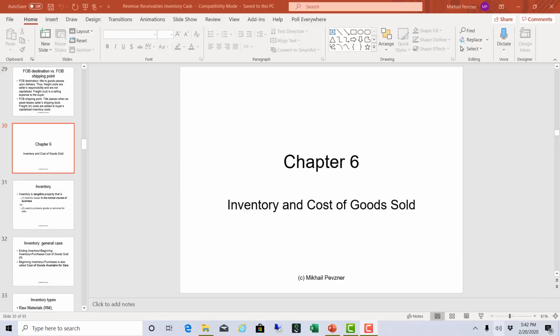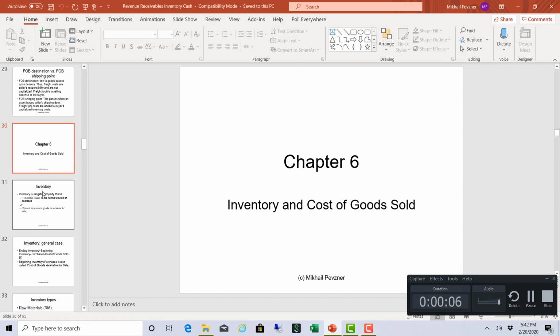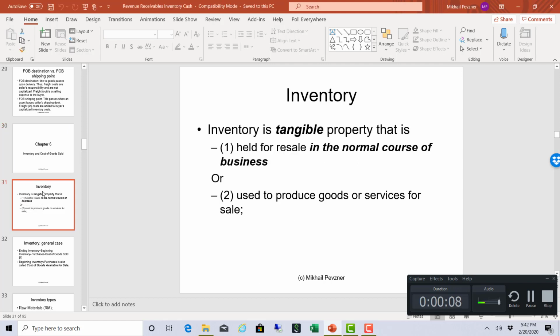And I would like to talk about Chapter 6, Inventory and Cost of Goods Sold. Inventory, of course, is an asset that represents tangible property. Tangible means you can physically touch it. It has a physical substance that is held for resale in the normal course of business. That is, these are things that you sell, or that are used to produce goods or services for sale. In other words, it represents inputs into goods or services that you produce.